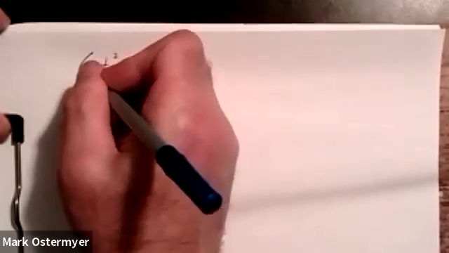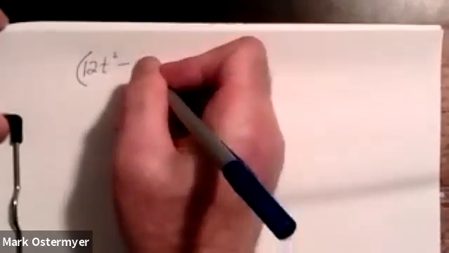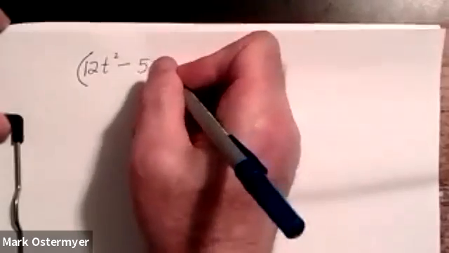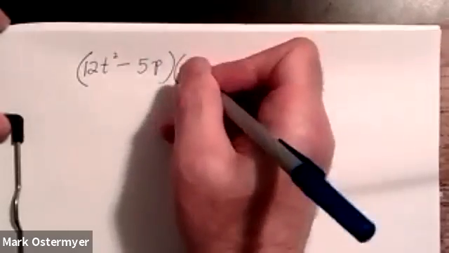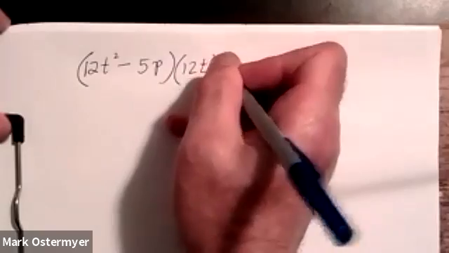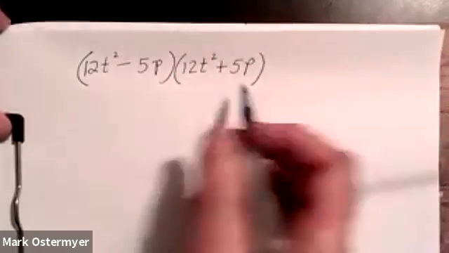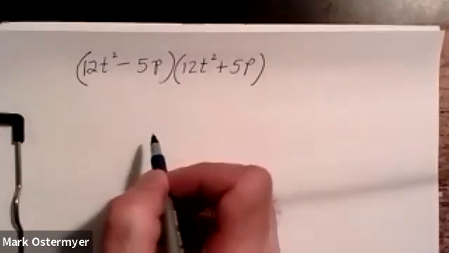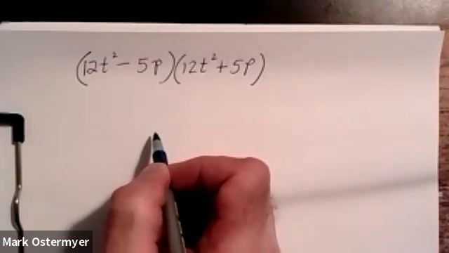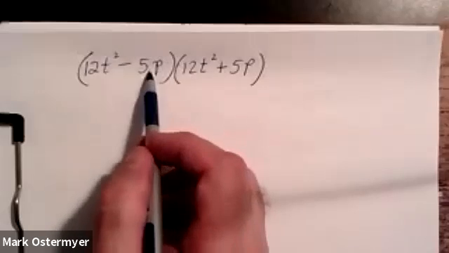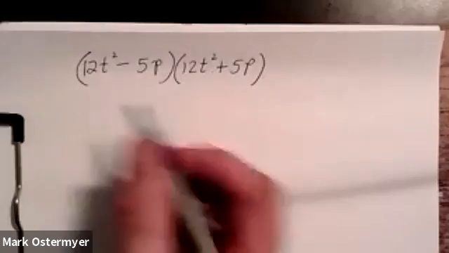12t squared minus 5p multiplied by 12t squared plus 5p. Are these conjugates of each other? Yes, they are. First terms are the same, last terms are the same, signs in between are opposites.